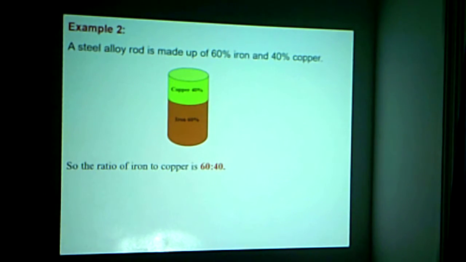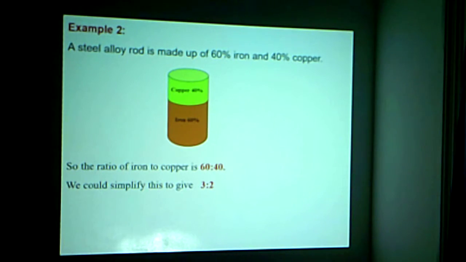These are bigger numbers, so if it's possible to cancel down to reduce them, then we do. We could simplify this to give 3 to 2. You divide 60 by 20, you get 3. You divide 40 by 20, you get 2. We'll do a bit more of these for you to understand.